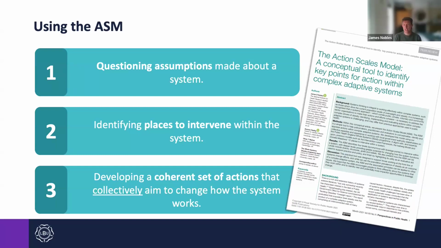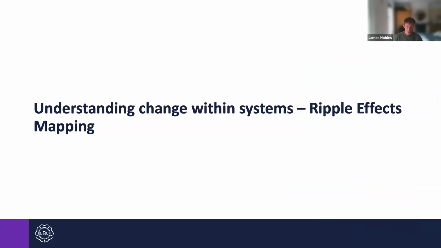So they're just some of the ways in which we can be using the action scales model. Moving into the second bit that I wanted to talk to, which was about a method that we identified probably like 4 or 5 years ago now, and we've started using it quite widely in a lot of our evaluations, which is ripple effects mapping.